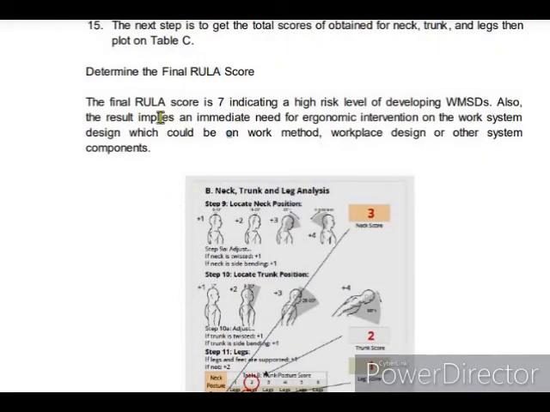The final RULA score is 7, indicating a high risk level of developing WMSDs. The result implies an immediate need for ergonomic intervention in the work system design, which could be on work method. Pwede dito ka mag-isip kung i-improve mo work method, workplace design, or other system components base dun sa mga factors na naobserbahan mo na nagko-contribute dun sa RULA score na 7.